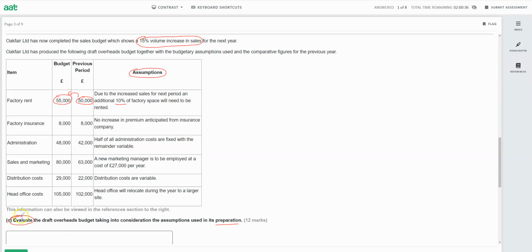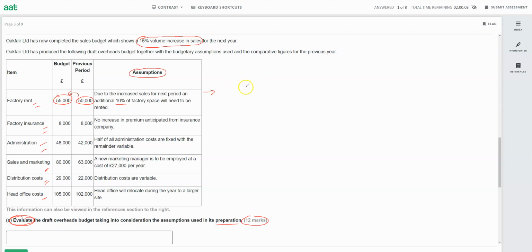So we need to evaluate each of these: factory rent, then factory insurance, admin, sales and marketing, distribution, and head office, all of this. Now it's a 12 marks question. We need to write at least 12 sentences. So we have 1, 2, 3, 4, 5, 6, so we need to write at least 2 for each of these. So let's write it down. The first one, we need to write it down for the rent.